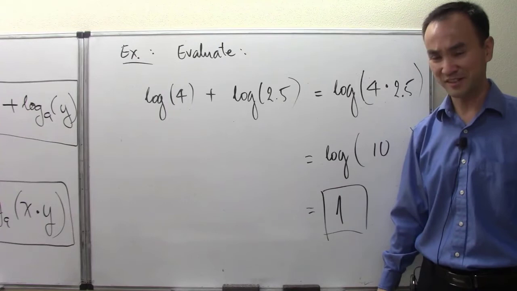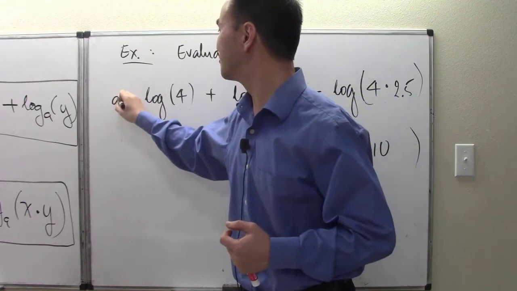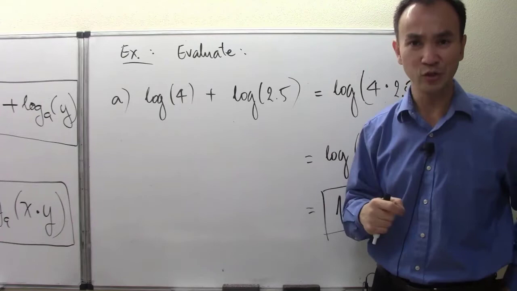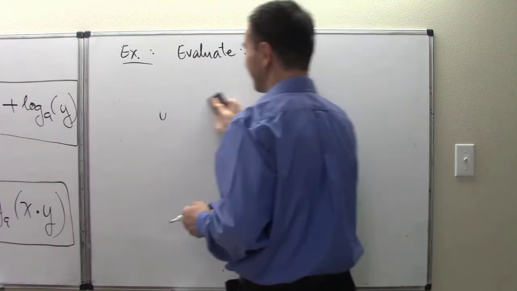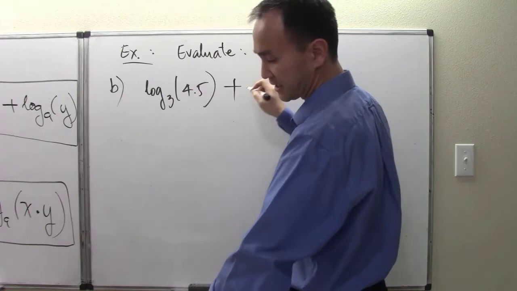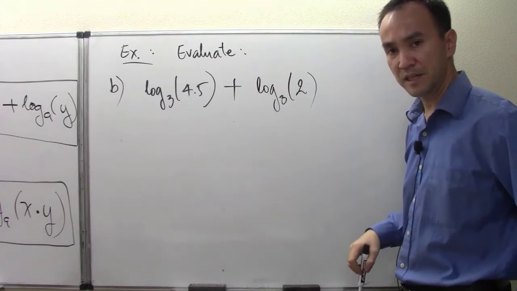Okay, so now let's call that part A. Just now in my mind, I came up with another one for anyone to try and for us to work together on, to see how useful that rule is for us. So how about another one? Now I can call that part B. What about log base 3 of 4.5 plus log base 3 of 2? Log base 3 of 4.5 and log base 3 of 2 right there.